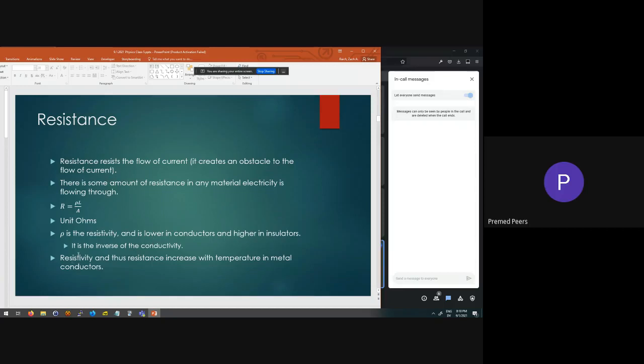And then another good fact to know here is that there is a temperature effect. Really what's important to know is that these values can change with temperature. So resistance and resistivity. Well, resistivity changes, which then changes resistance. But in a conductor, so in a metal, it actually increases with increased temperature.